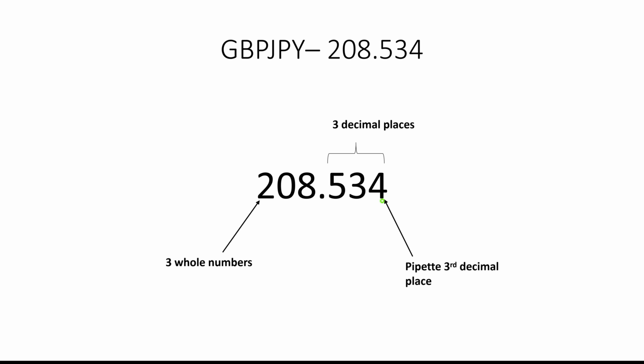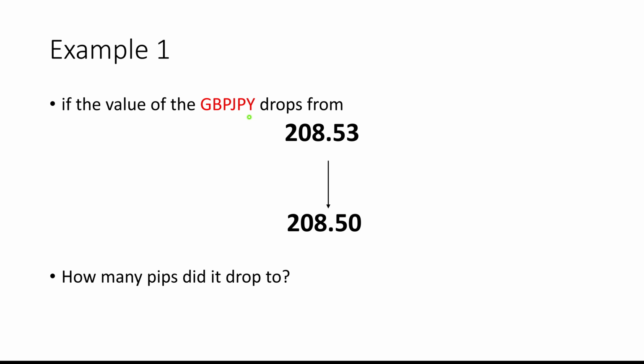In subsequent examples you will see that I've taken the 4 off and it will be left with 208.53. I hope that is very clear. Now let's look at some examples for us to understand. Our first example: if the value of GBP JPY drops from 208.53, you can see that I've taken the 4 away, so we are only dealing with the 2 decimal places, not the 3rd one. So 208.53 drops to 208.50. How many pips did it drop?